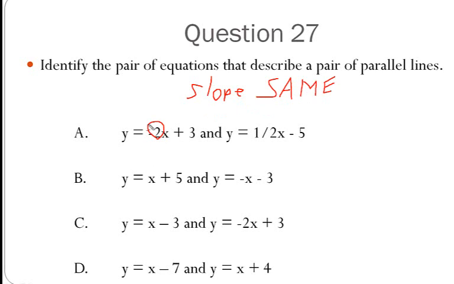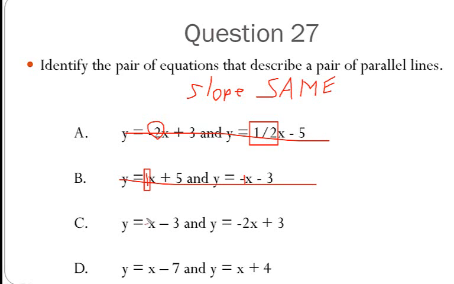So I see a slope here, see a slope here, and that is not the same. I see a slope here, which there's no number in front here, but you could think of that as just 1x. Over here, there's no number, you could think of that as negative 1x. So 1 is not the same as negative 1. So this one is not it, this one is not it. Let's go to the next one.